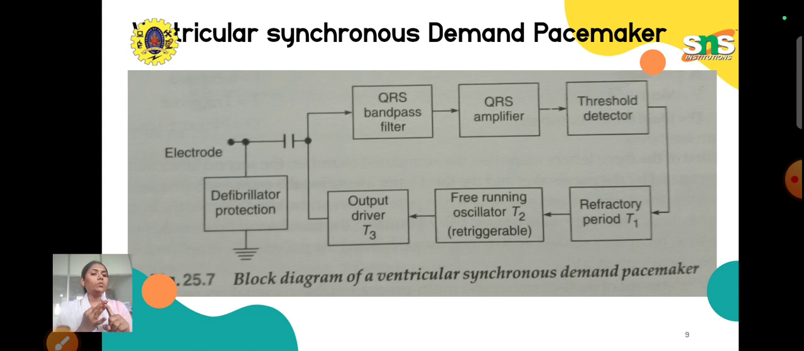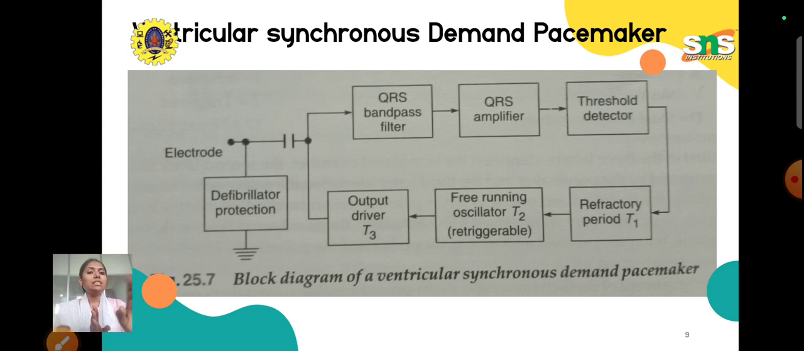Synchronous means the QRS is synchronized with the pacemaker, that is, the ventricular activity is synchronized with the pacemaker. So whenever there is a QRS, the demand pacemaker will get activated. Whenever there is no QRS, it remains off. That is the meaning of ventricular synchronous demand pacemaker. So this pacemaker works based on the occurrence of QRS.